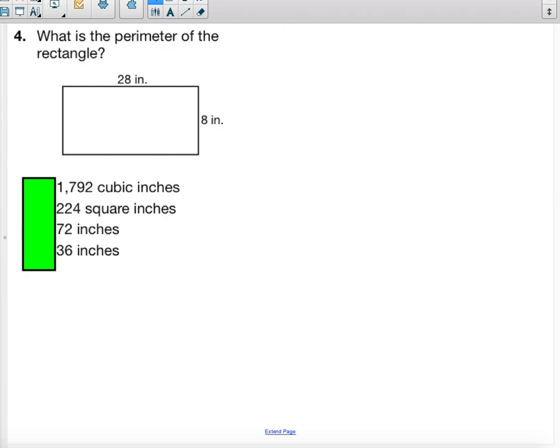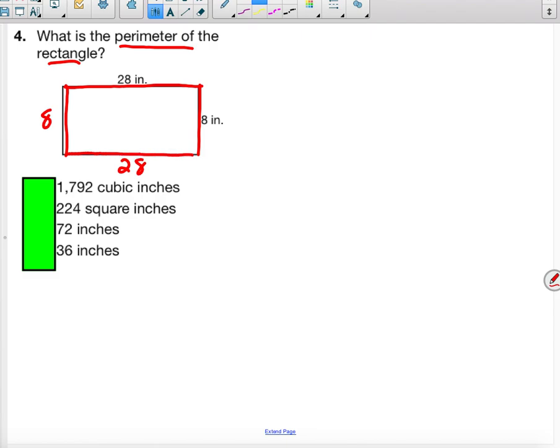Let's take a look at this next problem. In this problem, they want you to find the perimeter of the rectangle. It's a rectangle, which means opposite sides are parallel, opposite sides are congruent. So that side is 28. This side must be 28. This side is 8, so this side must be 8. Alright, so now we know what we're dealing with.